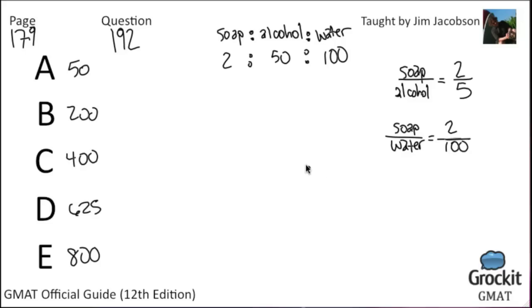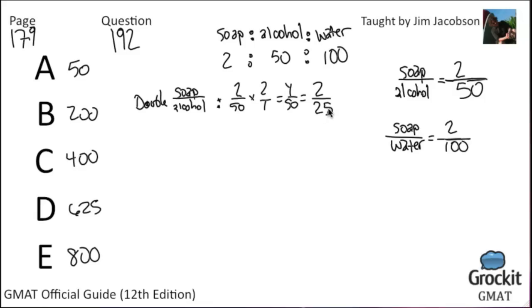Okay, so the next thing we need to do is double the soap to alcohol ratio. So first step, double soap to alcohol. So 2/50ths, I'm sorry, I don't know where I got 2/5 from. So doubling 2/50ths: 2/50ths times 2 over 1 equals 4/50ths, which equals 2/25ths.